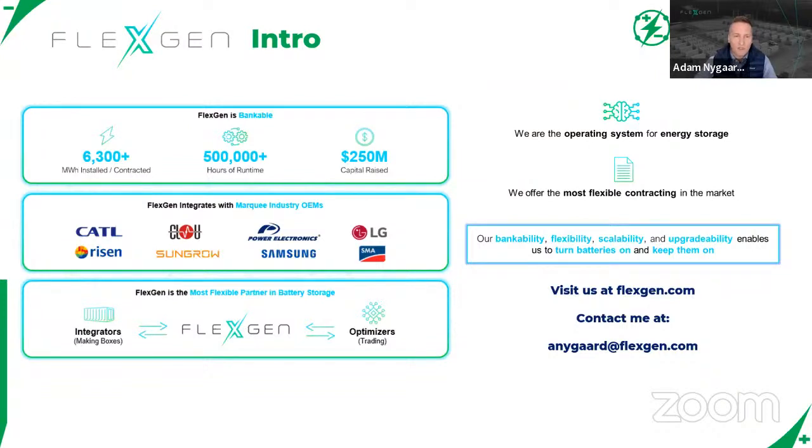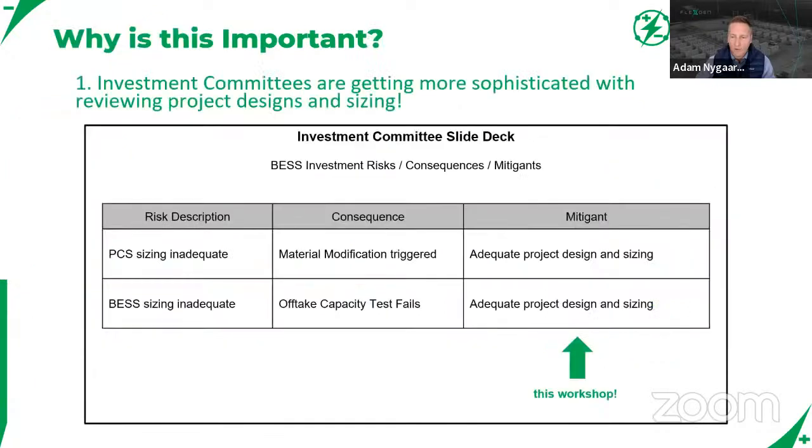We have over 6,300 megawatt hours installed and under contract right now. And again, just to push through the point, we truly work with several different hardware providers, many shown on this slide: CATL, SunGrow, Samsung, SMA, and we're really the most flexible from not only a hardware perspective but a contracting perspective. So Sherif, appreciate you giving me a chance to kind of tell everybody who Flexgen is. We've got the website link there, and also happy to take any inbound through email if you're interested in learning more about Flexgen. So now, Sherif, we can talk more about what we're going to talk about.